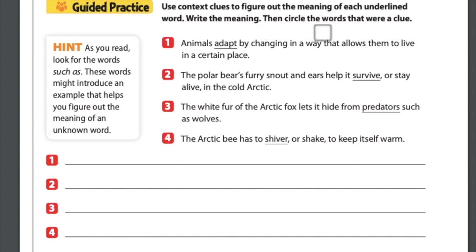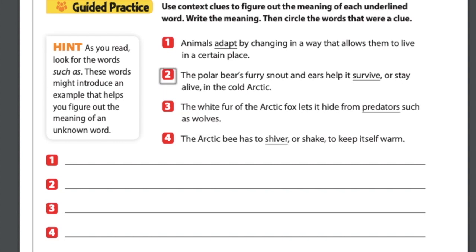Now, I'm not too worried about this section about underlining and saying exactly what it is, but I would like us to go, is it an example or is it a definition that's being found? So number one, it says, animals adapt by changing in a way that allows them to live in a certain place. Well, changing in a way that allows them to live in a certain place is an example of adapting. So adapting means to change.